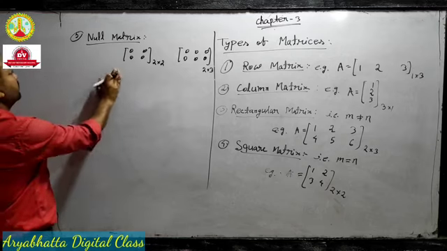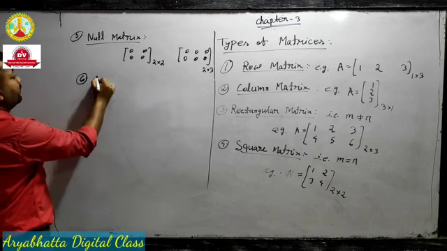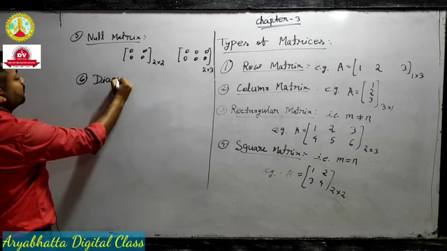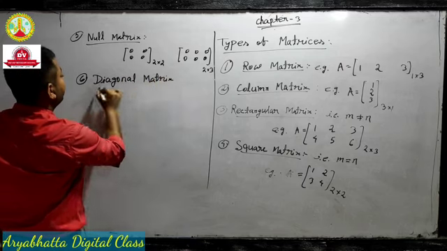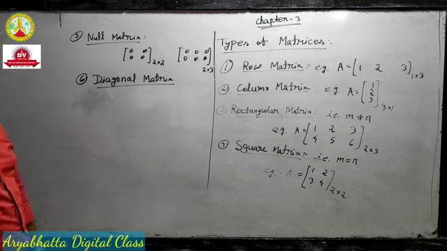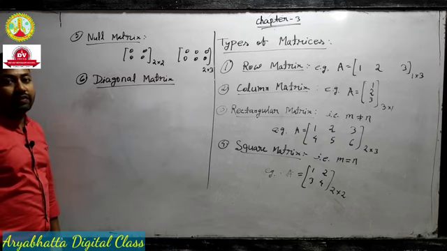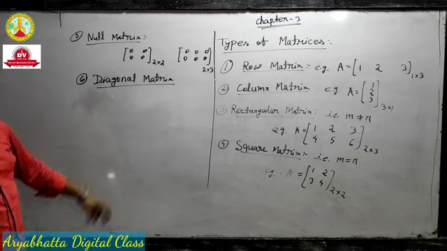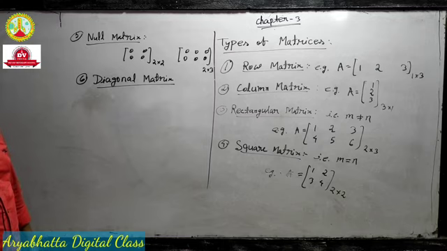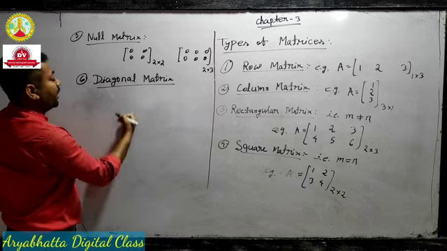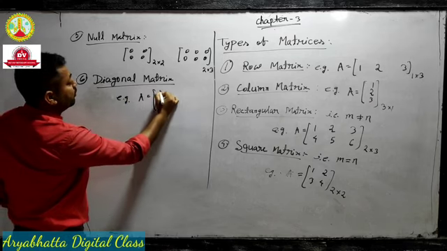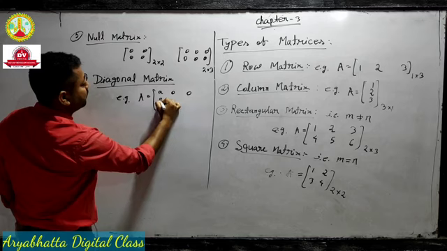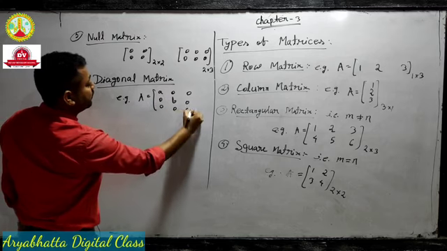Next, diagonal matrix. What is a diagonal matrix? A square matrix is called diagonal if the diagonal elements are non-zero and the non-diagonal elements are 0. For example, A equal to A 0 0, 0 B 0, 0 0 C.